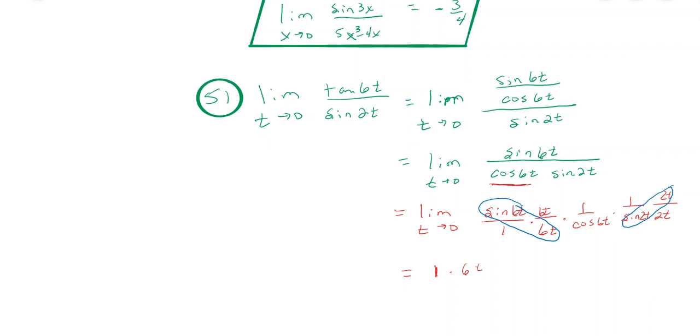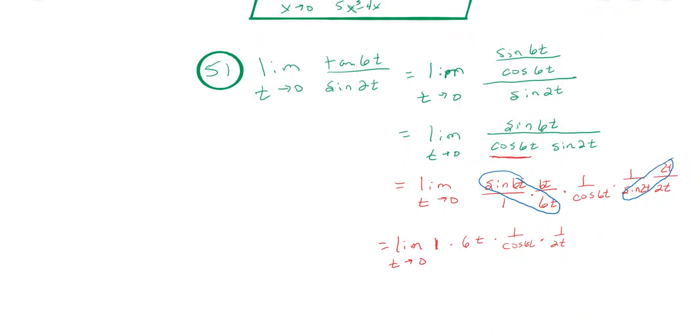t times 1 over cosine 6t times 1 over 2t. Let's leave the limit in there for a minute. I was going to go ahead and reduce it a little bit more quickly, but I think there's a lot going on here, so let's do it a little bit slower. So this is going to go to 1. This goes to 1, but I still have these 6t's. This 6t is this one. This 2t is this one. Okay, everybody with me so far?